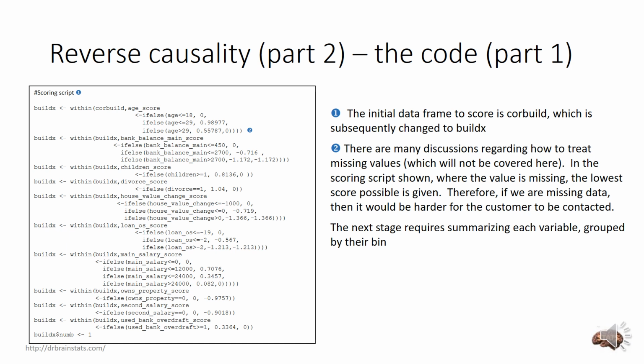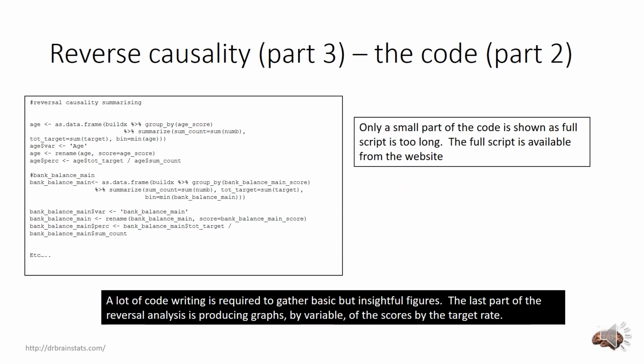Additionally, I would like to point out how the missing values could be treated. In the scoring script shown, where the value is missing, the lowest score possible is given. Therefore, if we're missing data, then it would be harder for the customer to be contacted. The next stage requires summarizing each variable grouped by the bin. Again, more code, which is also available in the zip file.